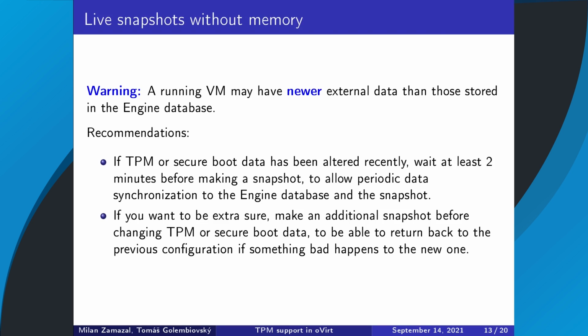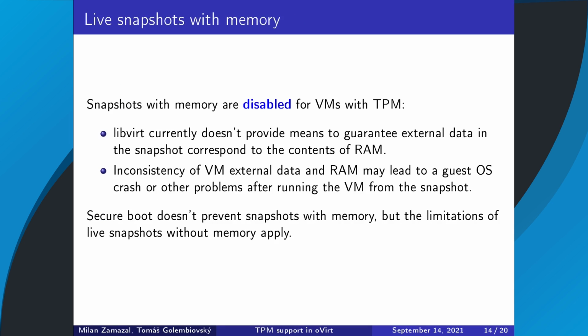You can also make an additional snapshot before doing big actions to the VM, like upgrades, in order to be able to return to the previous state if something bad happens, which is advisable generally. When making snapshots with memory, it's basically the same recommendations for secure boot. It's simpler for TPM because snapshots with memory are disabled when TPM is enabled. This is because if the guest OS RAM is inconsistent with the state of the emulator, then bad things can happen in the guest OS.